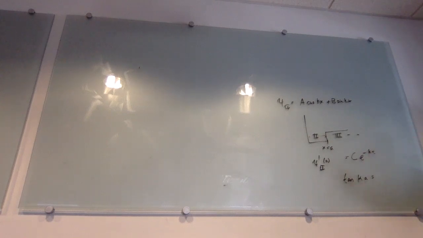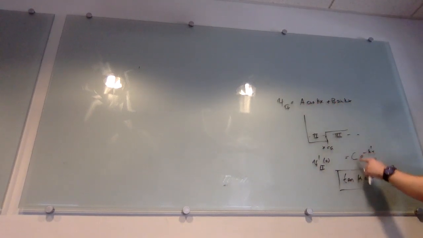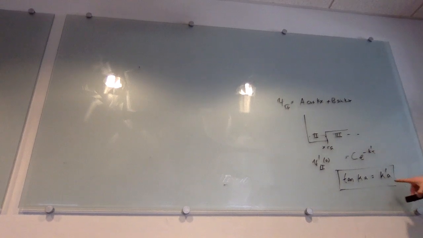But if you left it with tan of Ka equals, I think it was just Ka, or no, K prime, because this is a different K. This is the statement he wanted. There's no capital A, B, or capital C in here. That's what he meant.